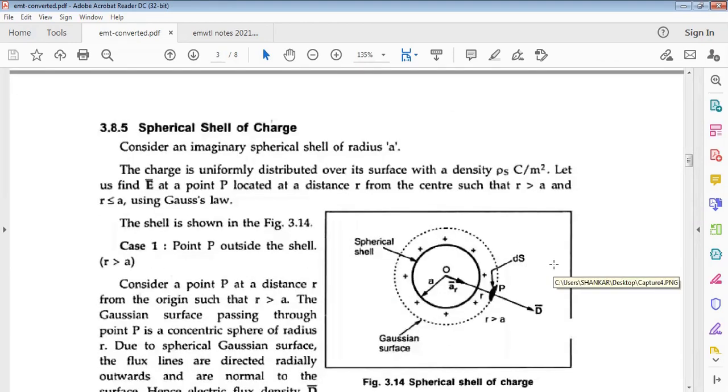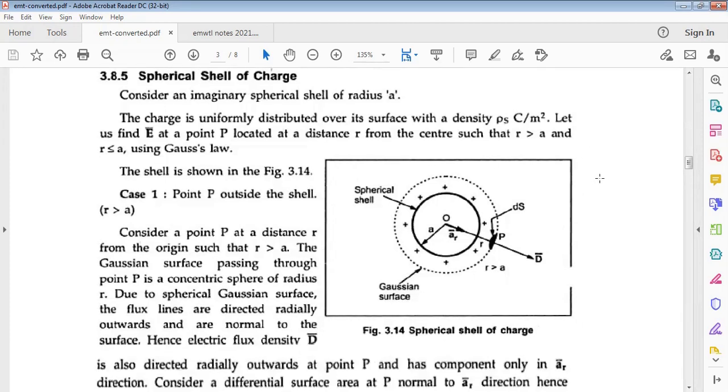The next important topic is a spherical shell of charge. Spherical shell of charge. So suppose in this diagram, consider an imaginary spherical shell of radius a. The charge is uniformly distributed over its surface. Remember, my dear students, the charge is uniformly distributed over its surface. That is a positive charge.